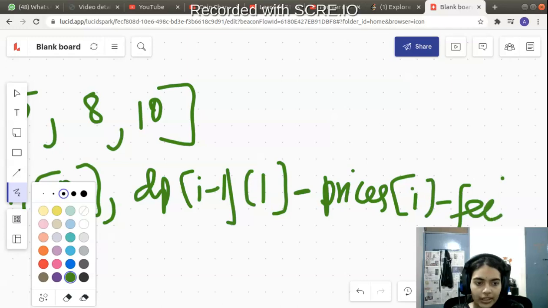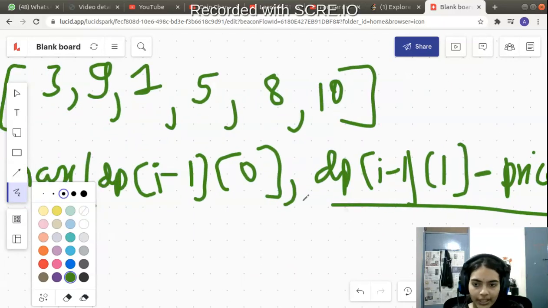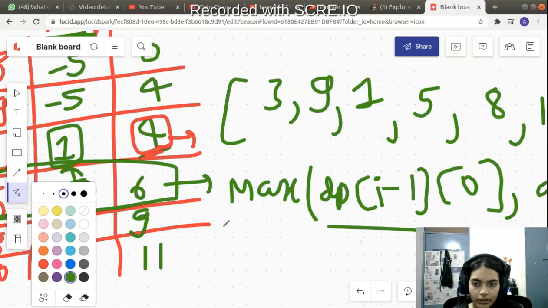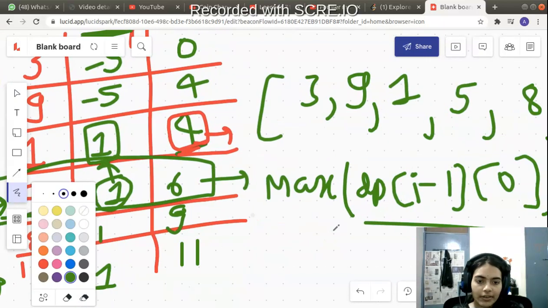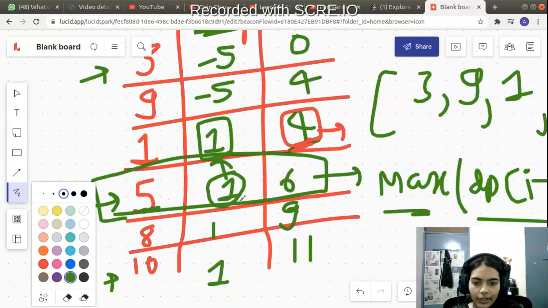So between these two quantities, dp of i minus 1 1 minus prices of i minus fee, and dp of i minus 1 0. Between holding the stock or buying the stock on this particular day, whichever is maximum, I will fill that particular data entry here. This is for the buy side.